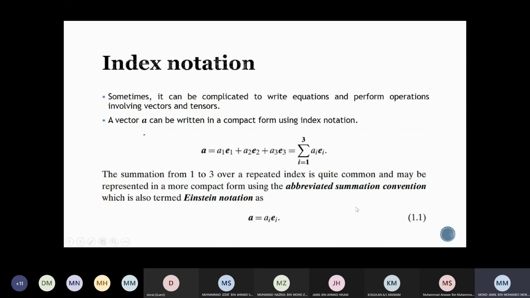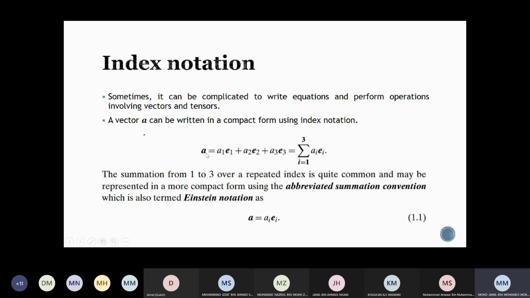Okay, so in most textbooks they use index notation. I think you never encountered index notation before. Sometimes it can be complicated to write equations or perform operations involving vectors and tensors. So a vector A can be written in a more compact form using index notation.